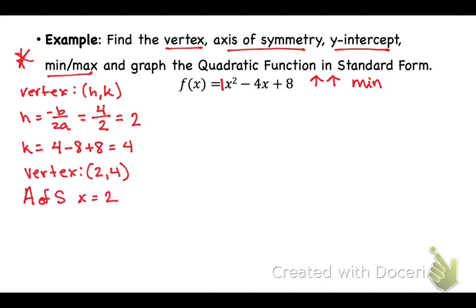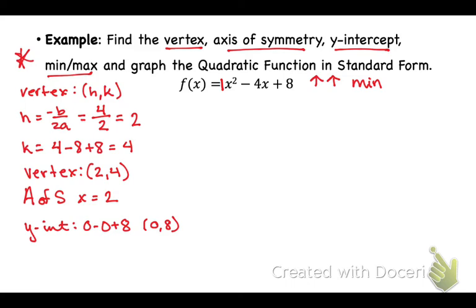The y-intercept, how do I find any y-intercept no matter what kind of equation I throw at you? By plugging in 0, by plugging zeros in for x. So that'd be 0 minus 0 plus 8. So the y-intercept would be what? 8. So it would be 0, 8. Anytime you want a y-intercept, you plug 0 in for all the x's.